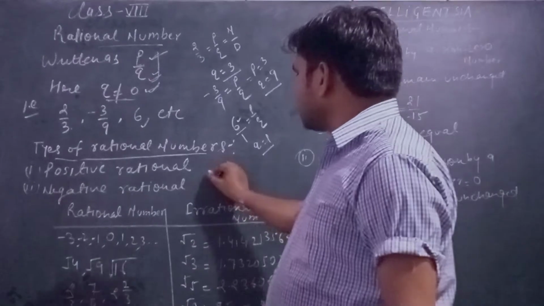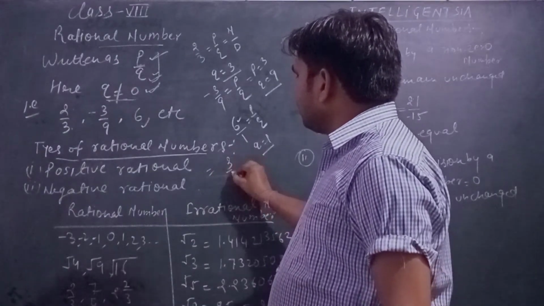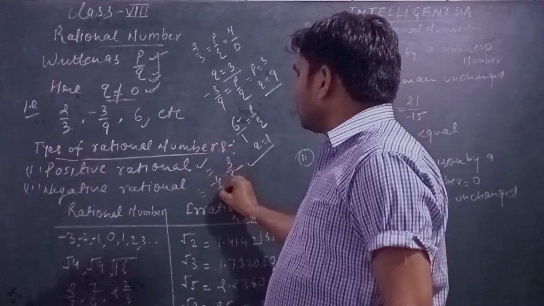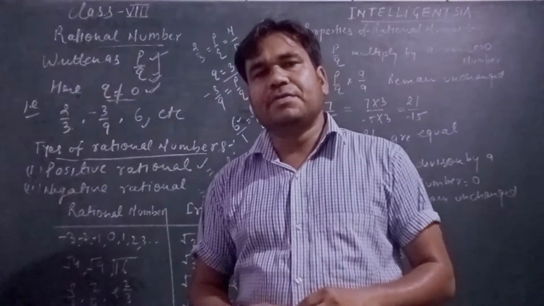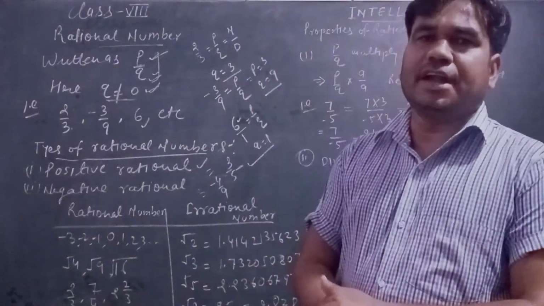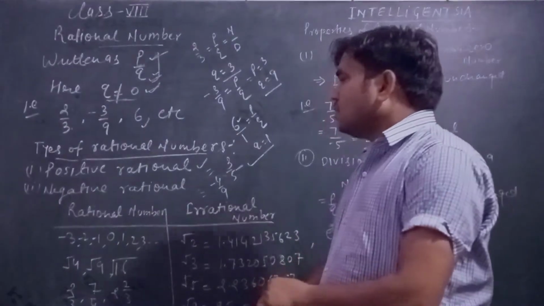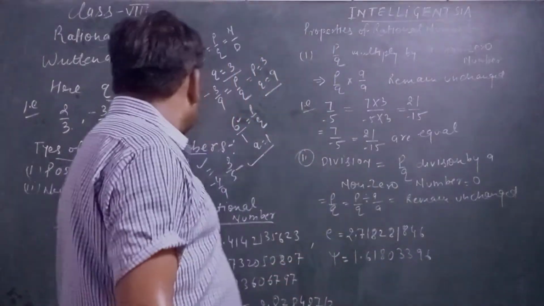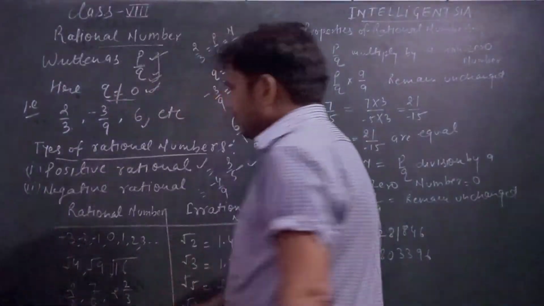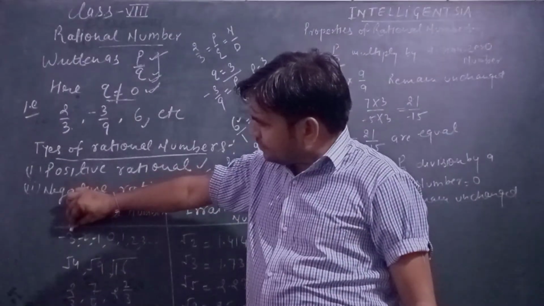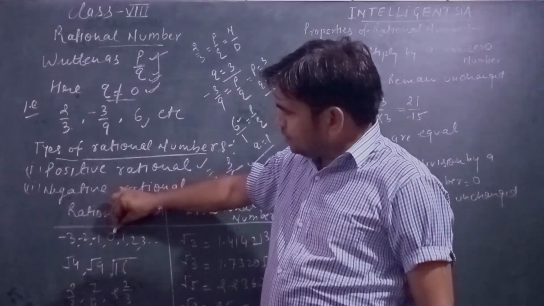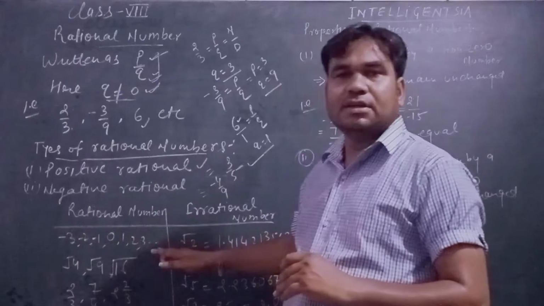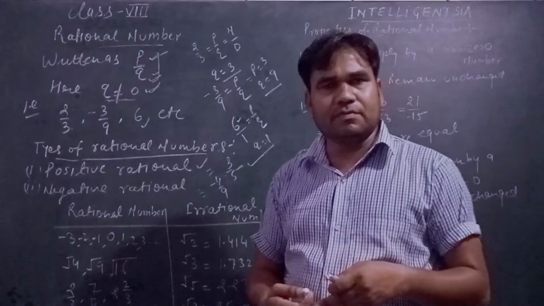Just like 3 over 5, that is a positive rational number, and minus 4 over 9, that is a negative rational number. So this is the positive and negative rational number, students. Now we discuss in detail. So here you see minus 3, minus 2, minus 1, 0, 1, 2. Positive and negative rational numbers, this type you can easily see is a rational in form.